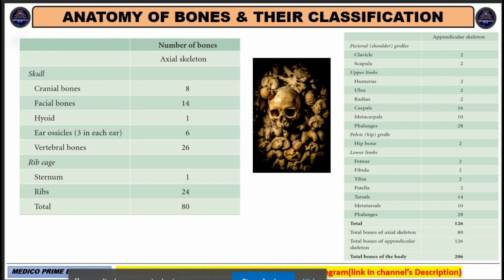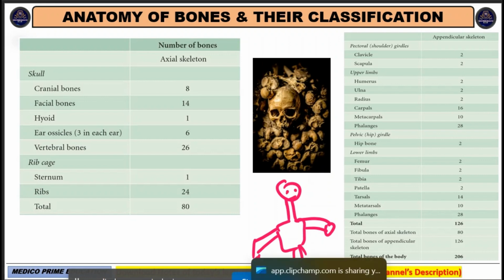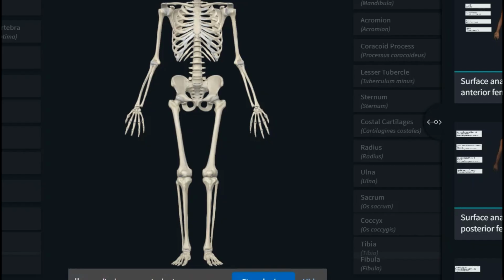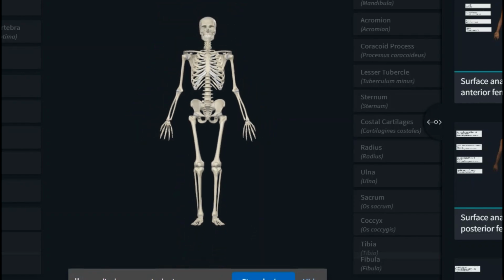Suppose this is our body. Our body does not exist like that. So what is the hardest substance which makes our body rigid? The answer is bone. Bone is the hardest substance that makes our body rigid. How is it possible? Here you can see the diagram of the whole skeleton of our body. You can imagine how the bones are arranged.